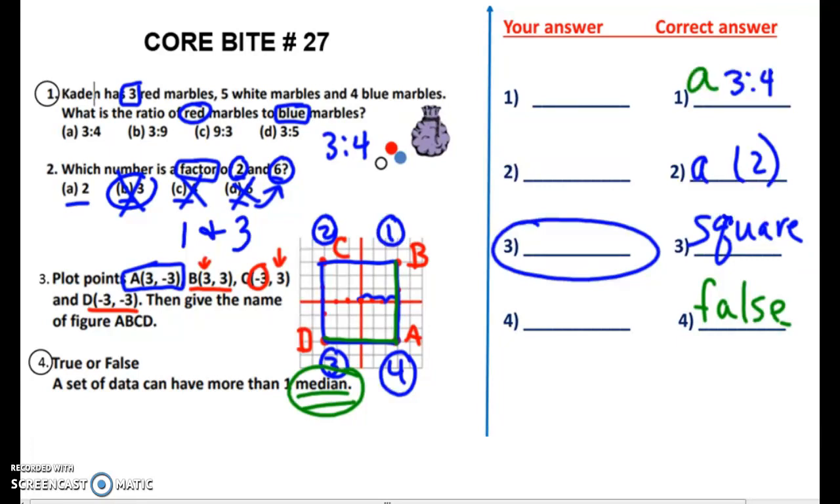Okay, we are done with core byte number 27. So you know where you should put this.